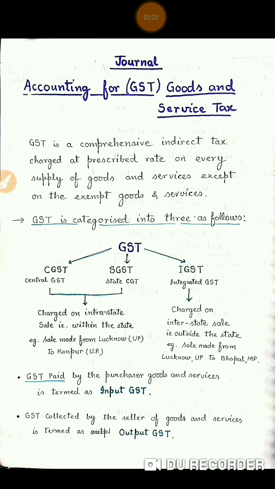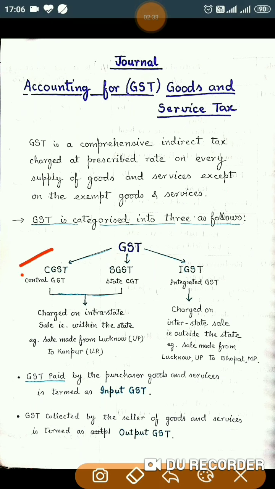For understanding as well as accounting point of view, GST is categorized under three heads: CGST, SGST and IGST. CGST means Central GST. Central GST means the central government will charge this tax. And SGST means State GST. The state will get this GST. And IGST is Integrated GST.